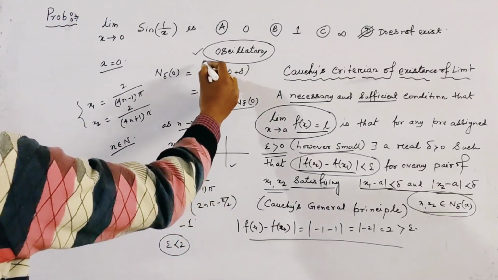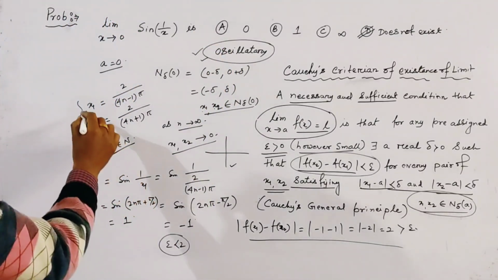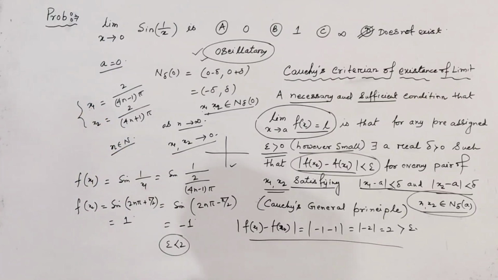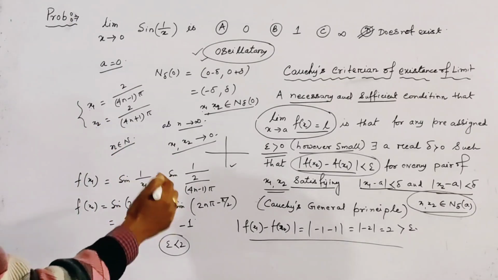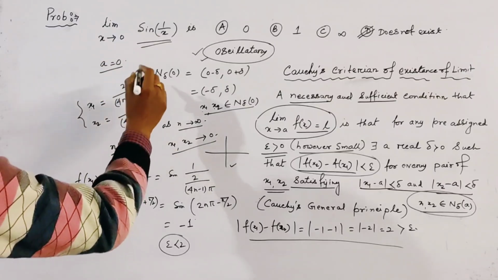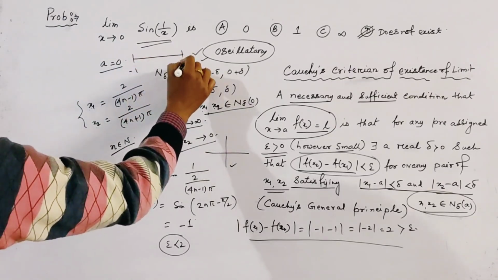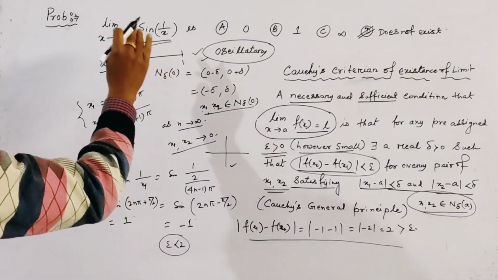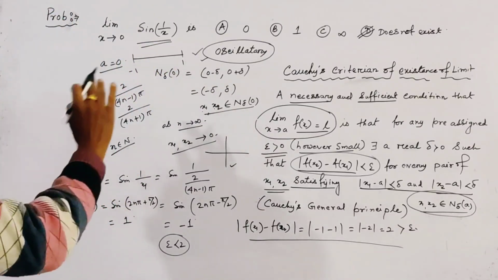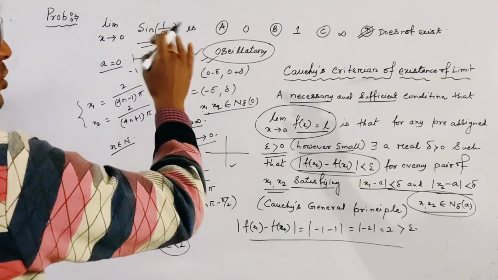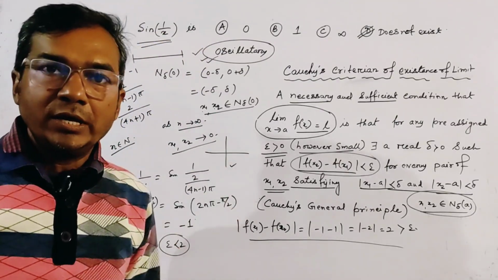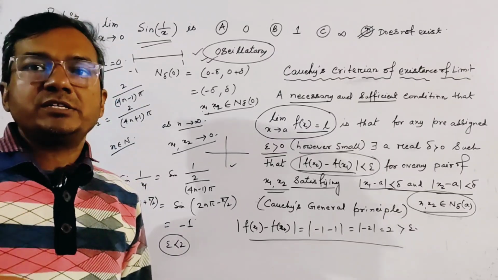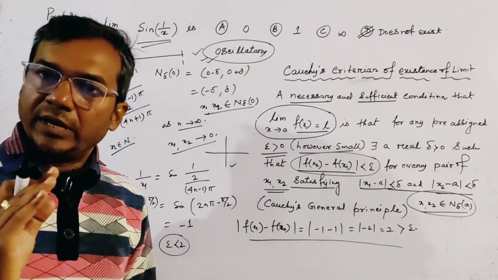And how do we say it is oscillatory? Because the two points x1 and x2 are very close, but the value at one point is 1 and at the other is minus 1. So we say the limit oscillates between minus 1 and plus 1, but we cannot get a definite value of this limit. So we say this is an oscillatory limit, or the value oscillates between minus 1 and plus 1. A very conceptual and very interesting problem of limit. Thank you for watching.